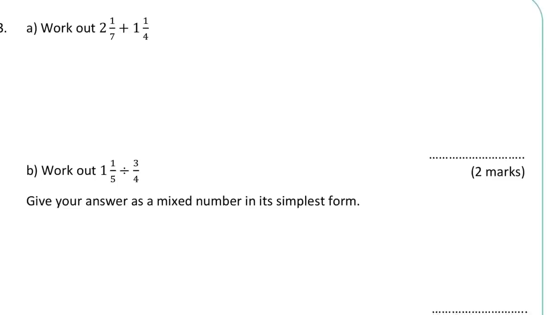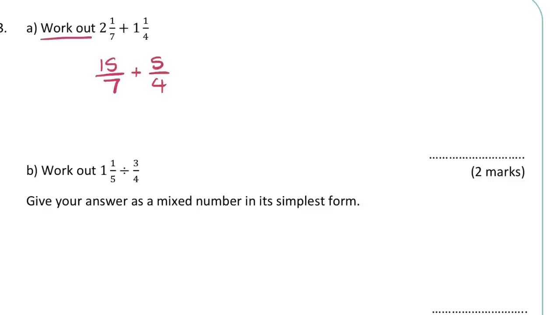Onto some fractions. We have adding some mixed numbers and we have dividing some mixed numbers. One of them wants us to write as a mixed number in its simplest form. The other one just says work out. I like it when it says just work out because I know I don't have to worry about simplification or anything. So to add fractions or mixed numbers, we need them to be improper. So 2 times 7 is 14 plus the 1 is 15 over 7. 1 times 4 is 4, add the 1 is 5 over 4. So there's my first step.